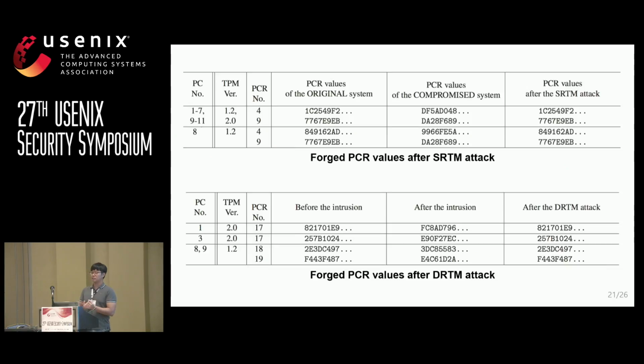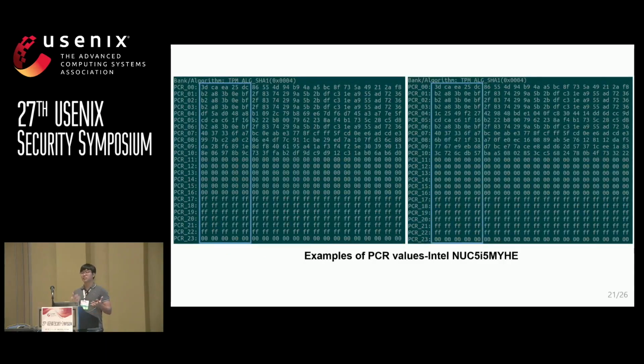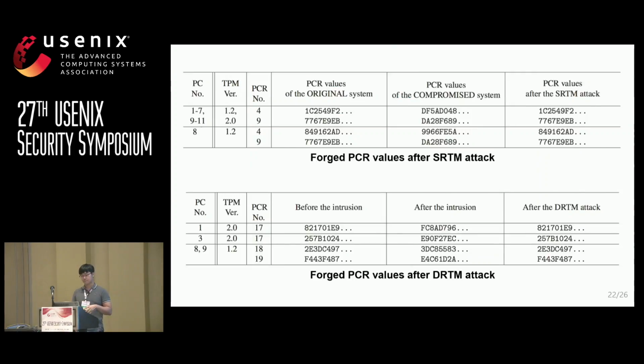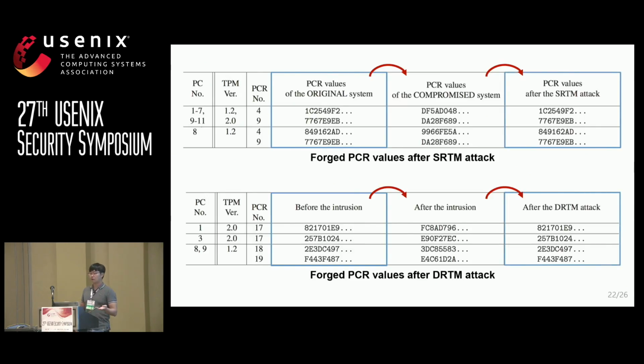This page shows the changes of PCR values according to the system state. Originally, the PCRs have 40 hexadigits of SHA-1 hash like this. However, for brevity, only the first 8 hexadigits are shown here. The first columns of these tables show normal PCR values of the benign system. And the fifth columns show abnormal PCR values of the compromised system where the bootloader and kernel are modified. The sixth columns show PCR values after SRTM and DRTM attacks. As you see, the first columns are the same as the sixth columns, and the TPM is subverted.